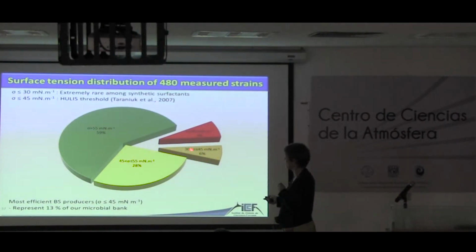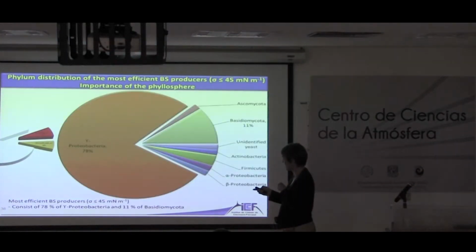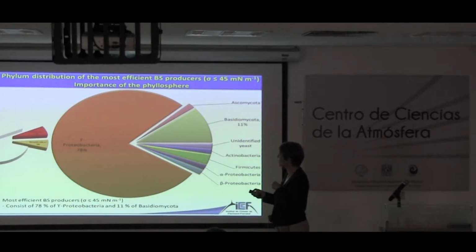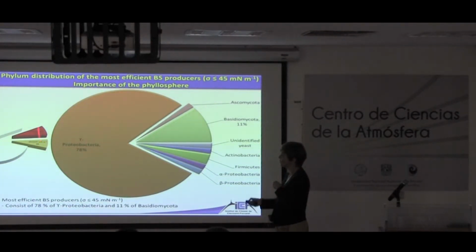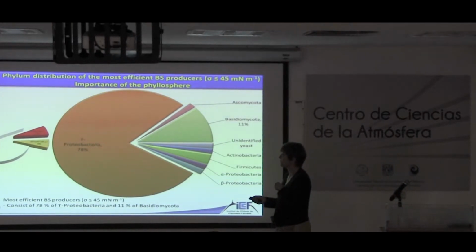And now if we look at who is producing these biosurfactants, what you can see is that they are mainly Gammaproteobacteria. So the bacteria are mainly Pseudomonas, and they are from the phyllosphere. So these bacteria seem to be very important because we find them, they are the most abundant, and they are the most active when they produce surfactant.